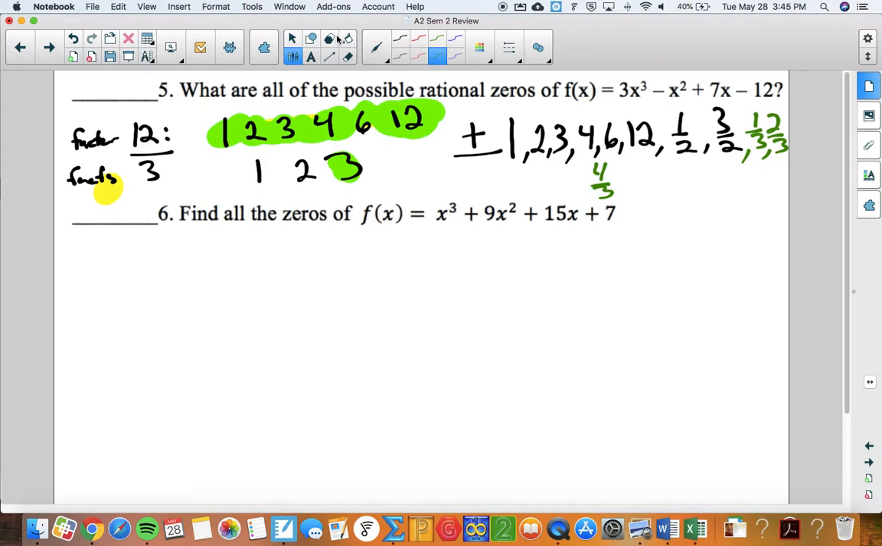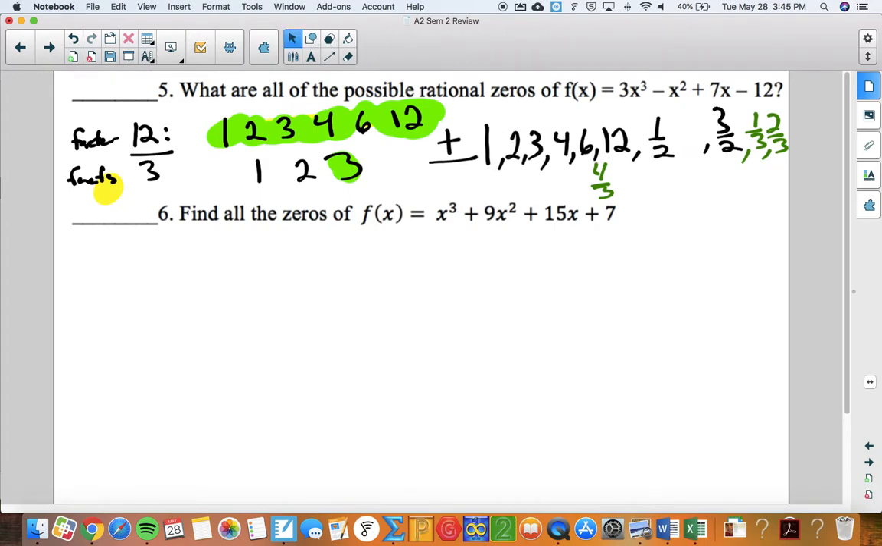I wish I could sneak that number on the end of this. So it's plus or minus all these values. Those are the potential numbers that I could plug into x to get a 0 out. It's a long list. Thankfully, we only have to list the list and not actually check them.